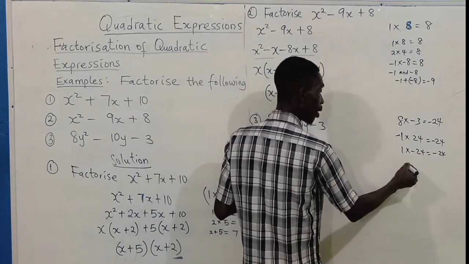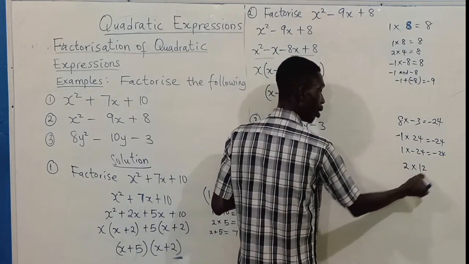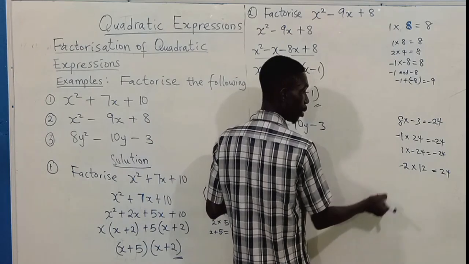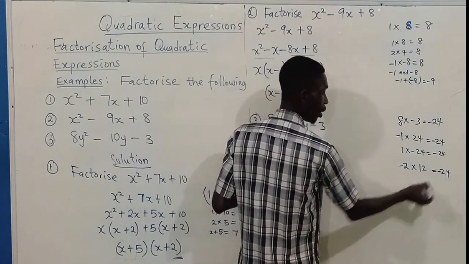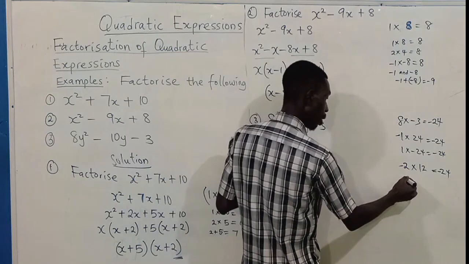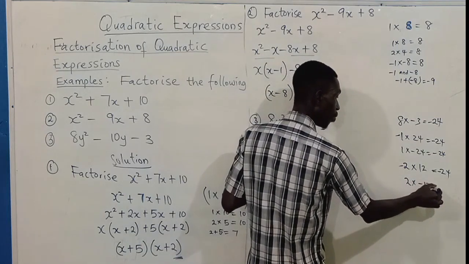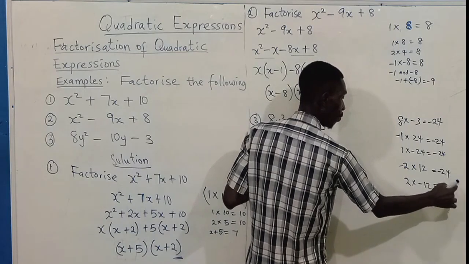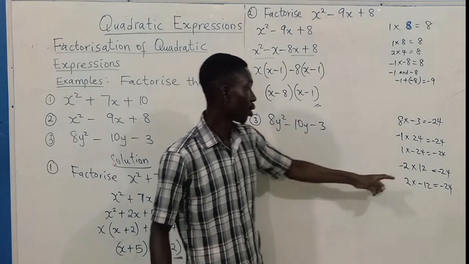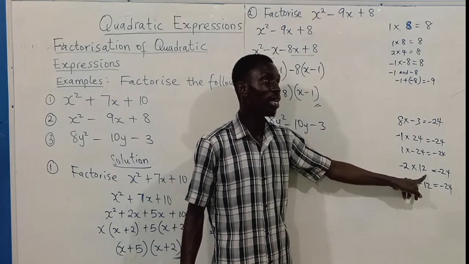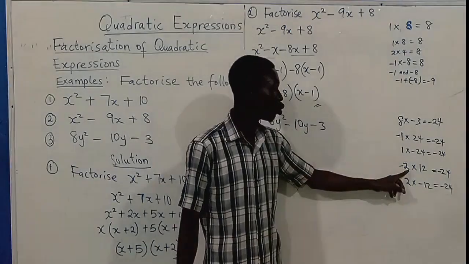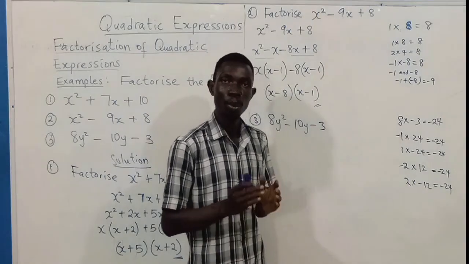So let's look at another factor. We'll look at 2 times 12. 2 times 12 is 24, but we are looking at a negative 24, so we can put a minus here. Minus 2 times 12 is minus 24. Also, we can say that 2 times minus 12 is also minus 24. Now let's look at the sum. Minus 2 plus 12 is 10.